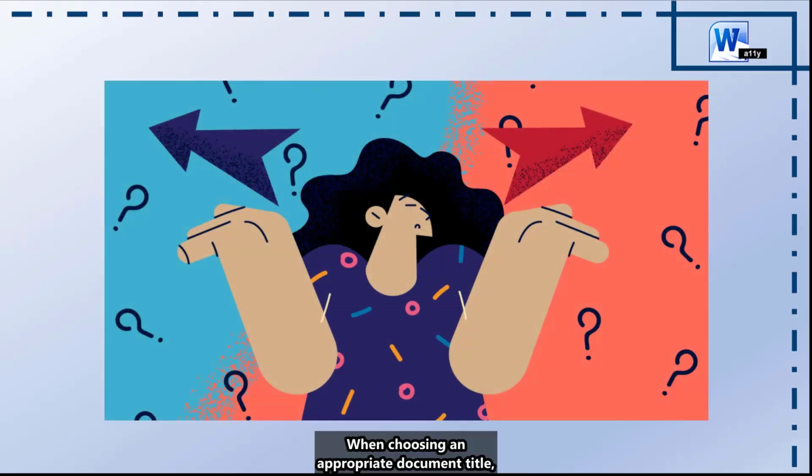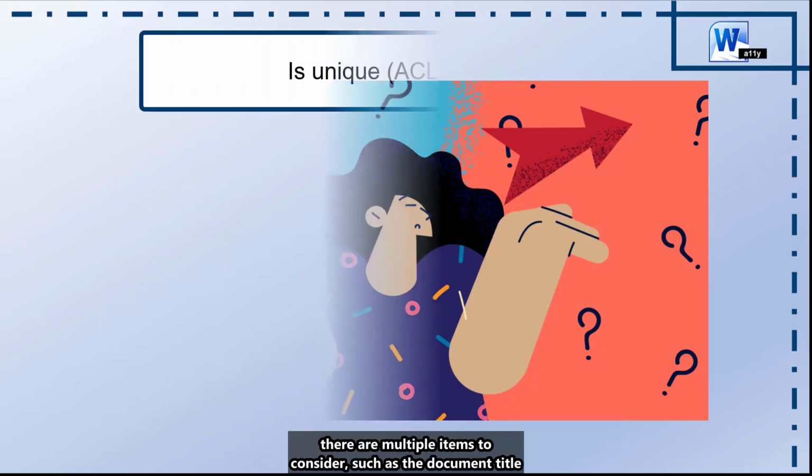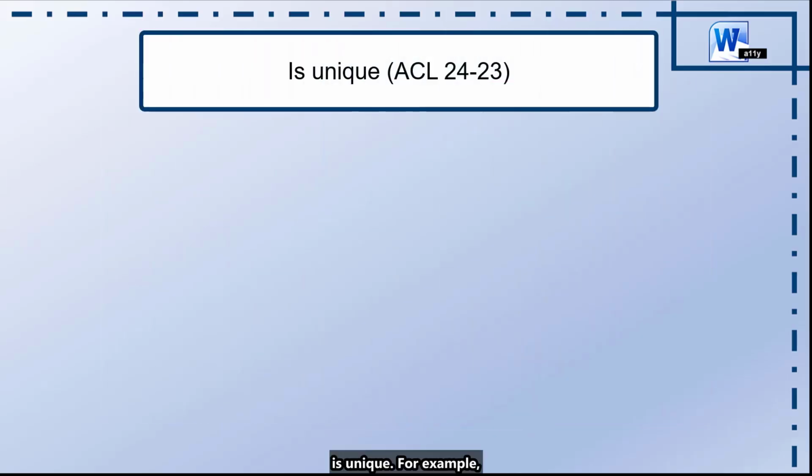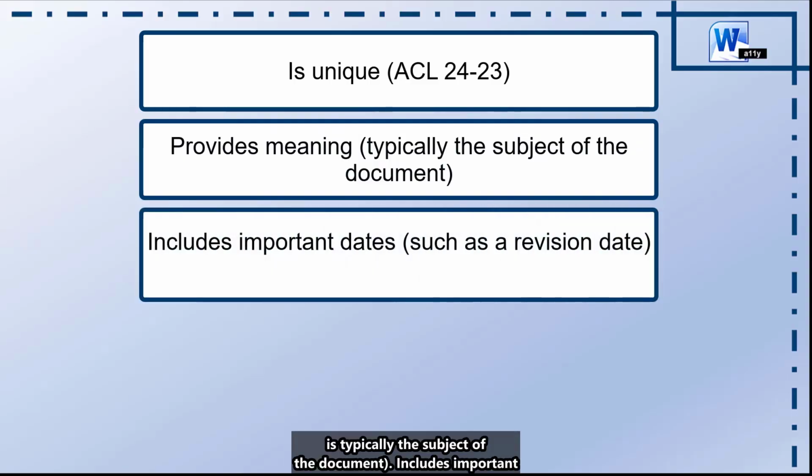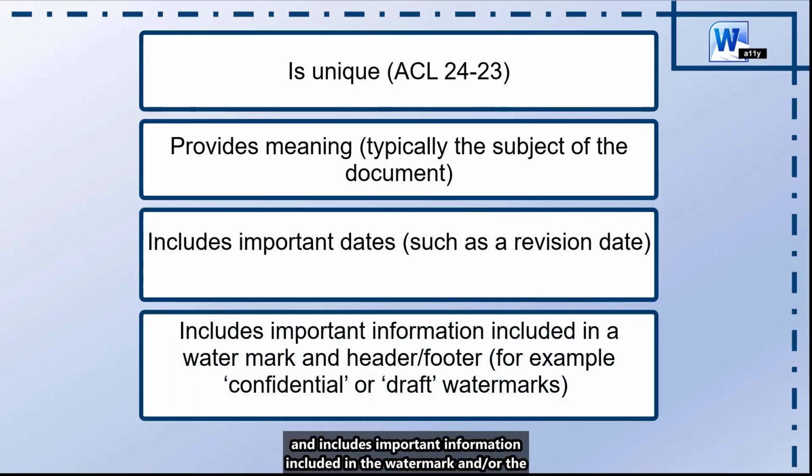When choosing an appropriate document title, there are multiple items to consider, such as the document title is unique, for example, ACL 24-23, provides meaning, this is typically the subject of the document, includes important dates, such as a revision date, and includes important information included in the watermark and/or the header or footer of a document. For example, confidential or draft watermark.